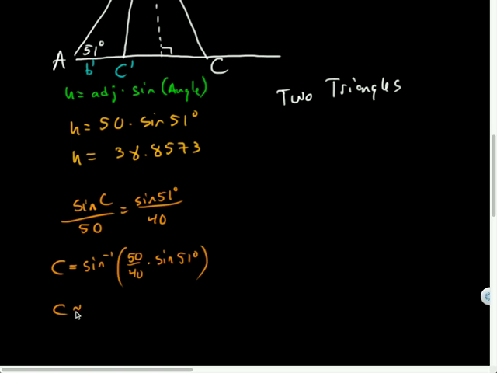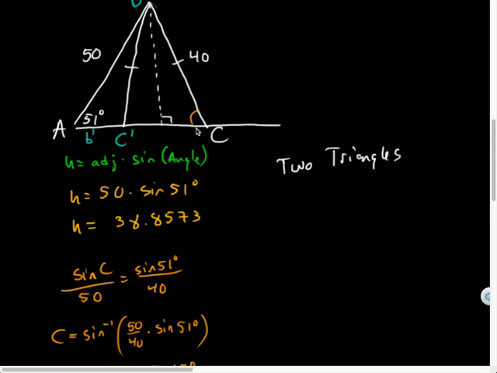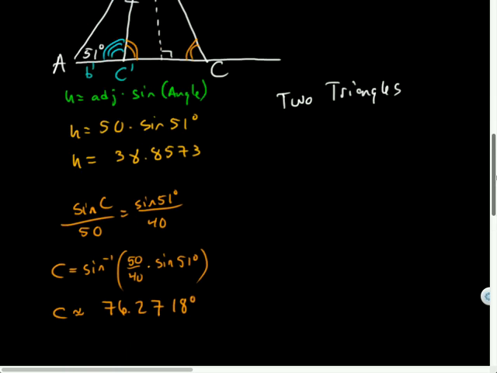So let's plug that in, and we will find big C. Big C: 50 over 40 times the sine of 51 degrees. Here we go. 76.2718 degrees. So that is this angle right here. Technically, it's also this angle right there. And then here's the other C prime. But we're working still with these angles.